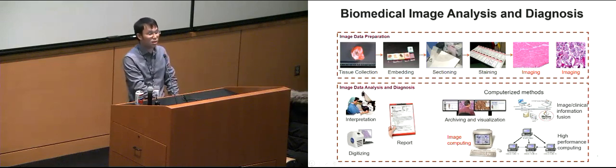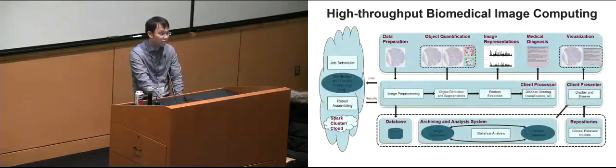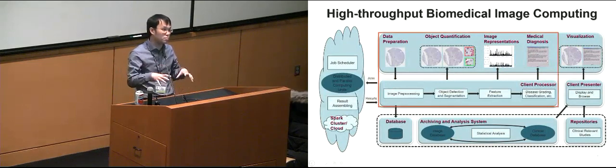And this is the architecture we built in our lab for biomedical image computing. First, we get the image data. Then we quantify all the items, such as the cells or the nuclei or some other items in the images.